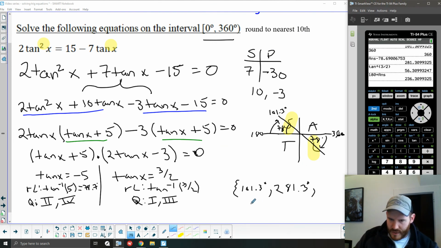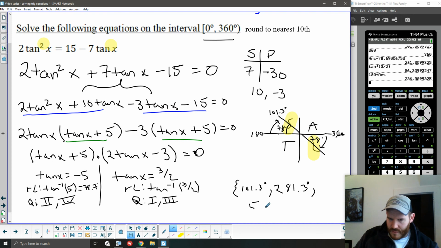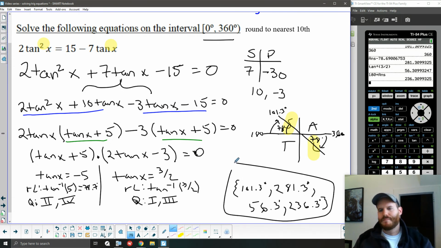So in quadrant 1, I get 56.3 degrees, and 236.3 degrees. Gives me my 4 answers to this problem.